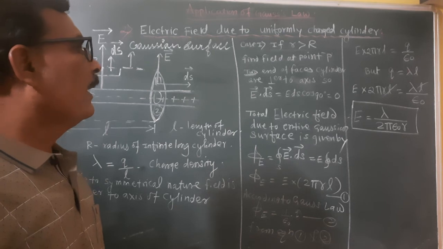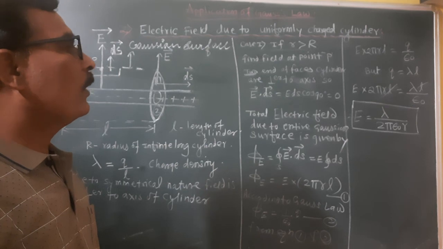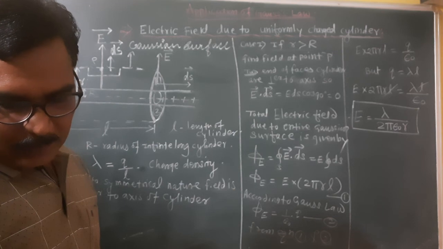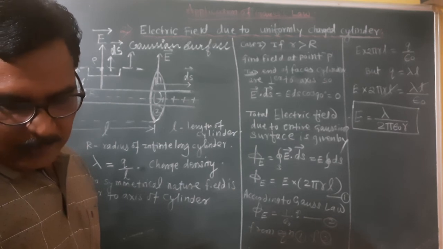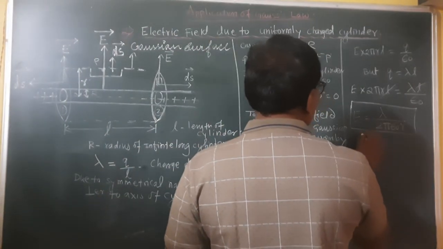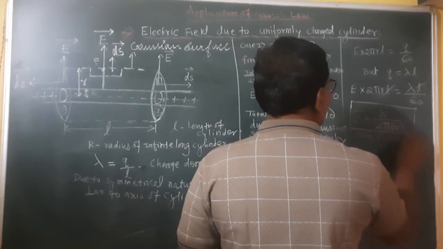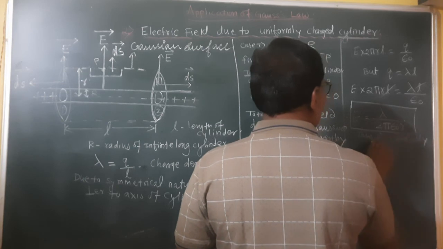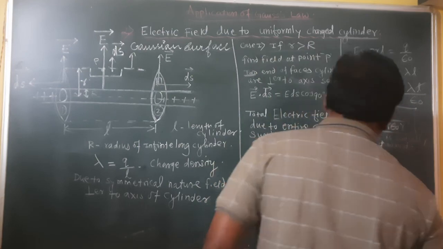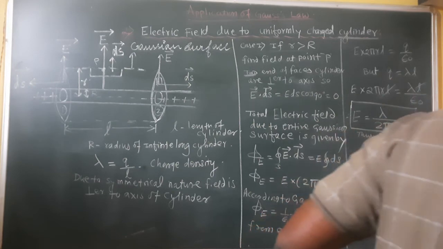This is the first case. E is equal to lambda upon 2 pi epsilon 0 into R, and from this we can say that the direction of E bar is radially outward for a positive line charge. E bar is radially outward. This is the first case.